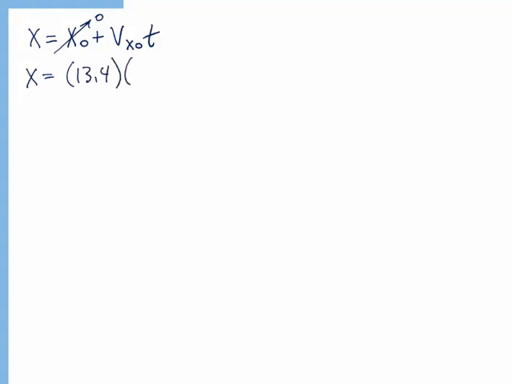Once we have the time, then we can answer the second part of the question, which was how far does the soccer ball go in the x direction? Just by using our one equation that we have. So x naught is 0, x is equal to 13.4 times that time we just figured out. And we get 13 meters. So that's the answer to part B.